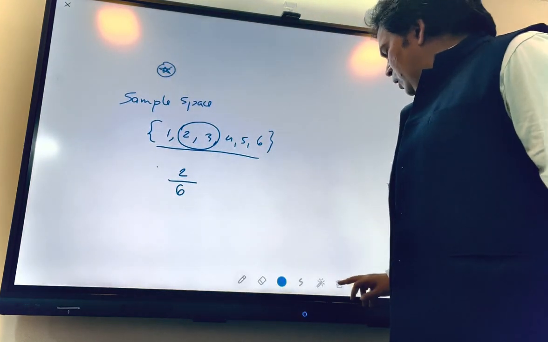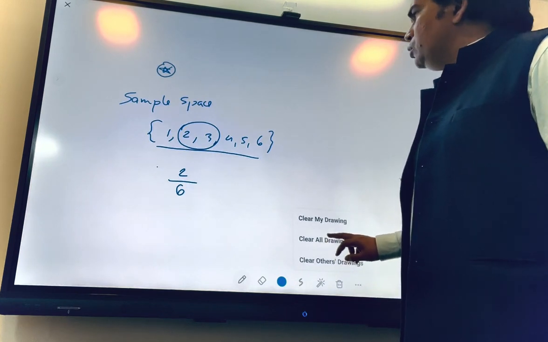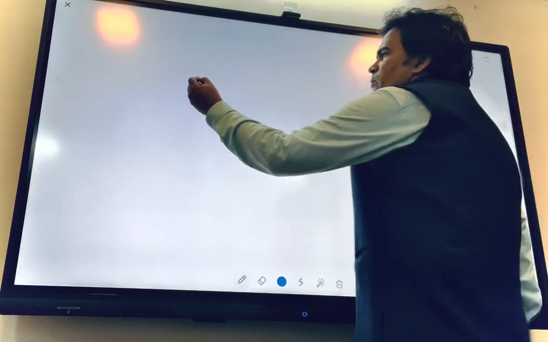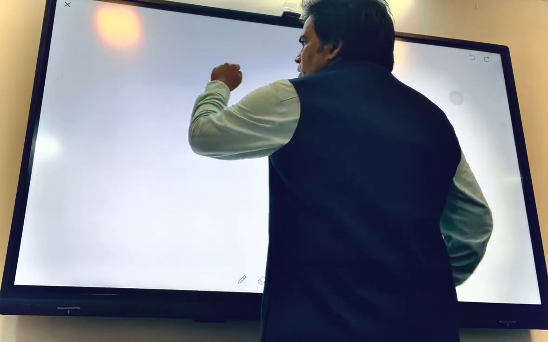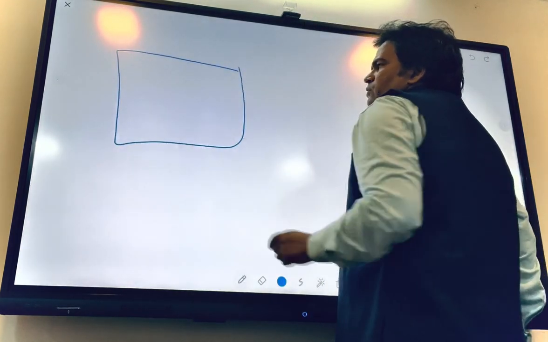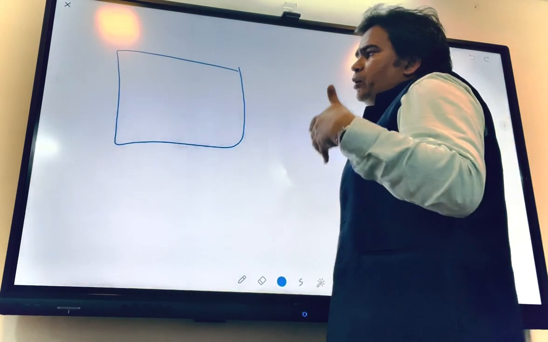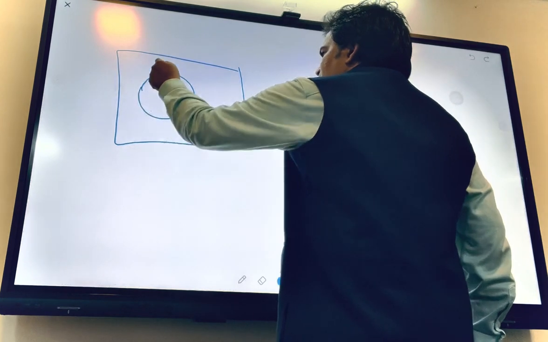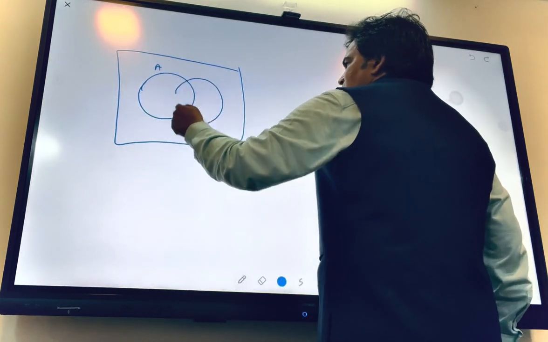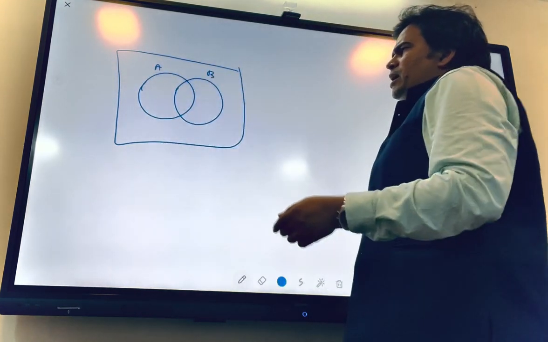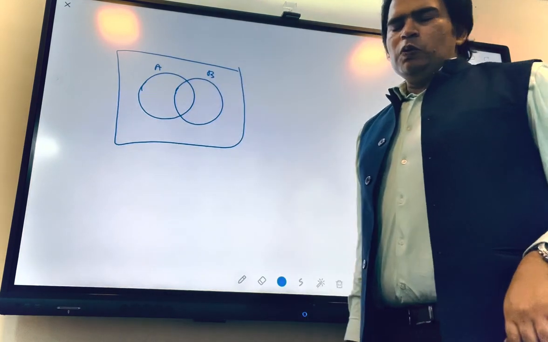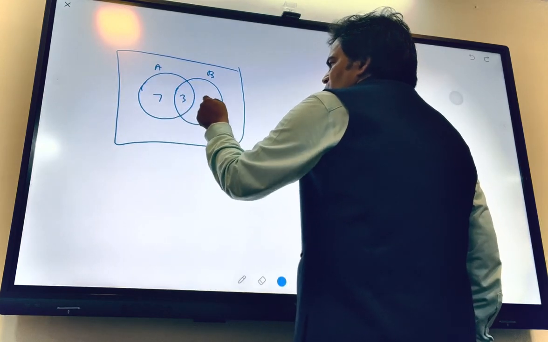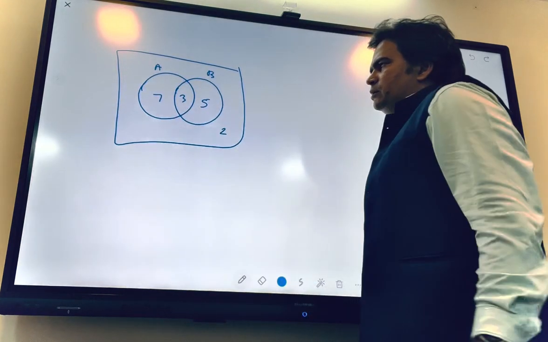Now, let's go on to the types of events. Before that, let's understand a little bit about set notation. Lots of times students are confused about this basic set notation, like which part is what. So if I say this is set A and this is set B, A can be any sport and B can be another sport. Let's say there are 7 kids here, 3 kids here, 5 kids here, and 2 are in neither.